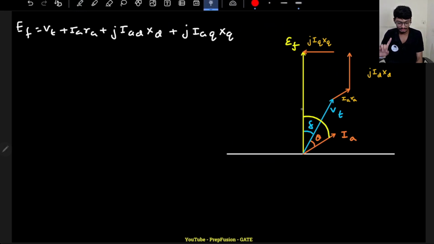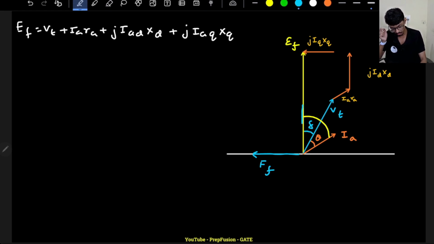And you know that the MMF along the direction of EF will be what? Will be quadrature. Why? Because FA is actually here. Sorry, FF is actually here, right? This is my FF, correct? So here is my component along the direction of the EF, that is quadrature to FF. That means this will be what? This will be FAQ. So FAQ will give me IAQ. So that's how you remember this thing.